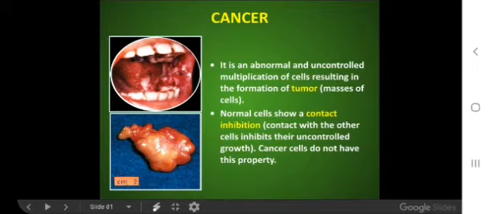Normal cells show a kind of contact inhibition capability. It's a special kind of quality which is found in cells. When an uncontrolled cell touches a normal cell, it stops uncontrolled division and there is no cancer at all. But when the cell loses this capability of contact inhibition, even after touching the normal cell, it does not stop its uncontrolled division, and ultimately it forms a mass of cells which is known as a tumor, and it ultimately leads to cancer.